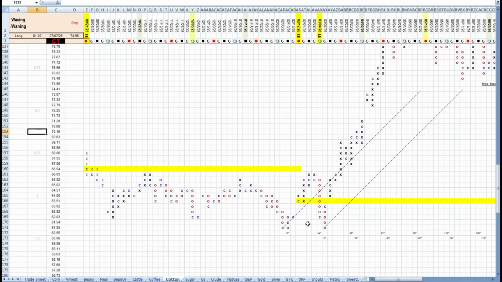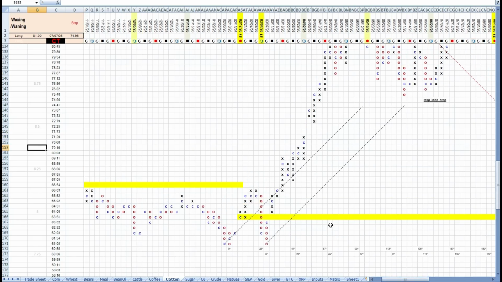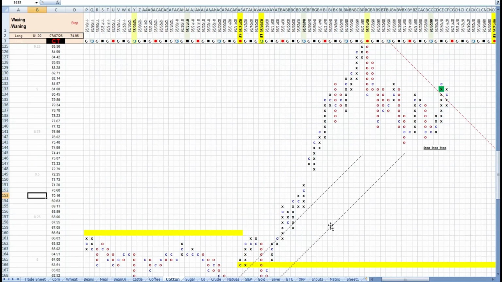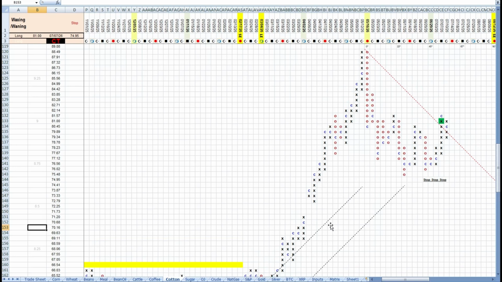Here's the cotton. Again, pretty good bull, right? We started this flat market for quite a while. We finally powered up, went above both eclipses, and then we just started the journey. Again, to me, this is trading undervalued, right? It has the characteristics of an undervalued market.